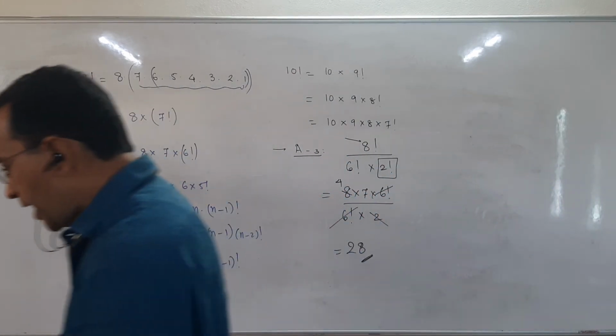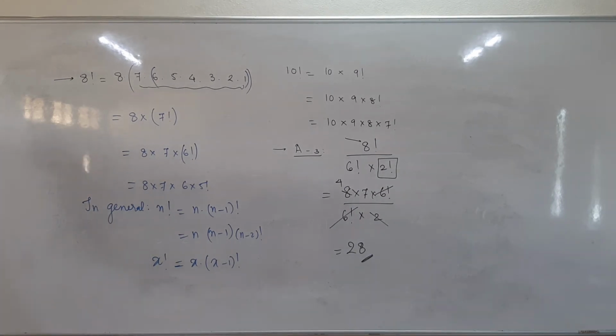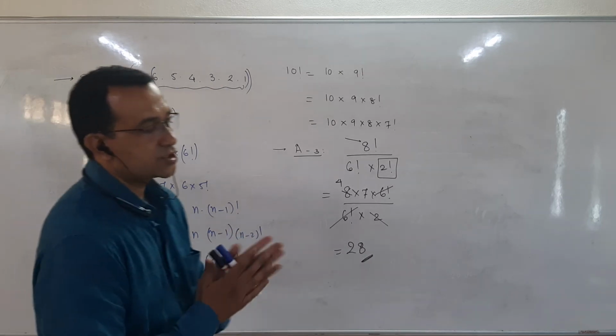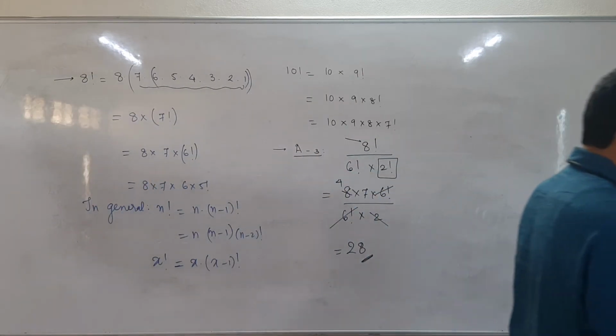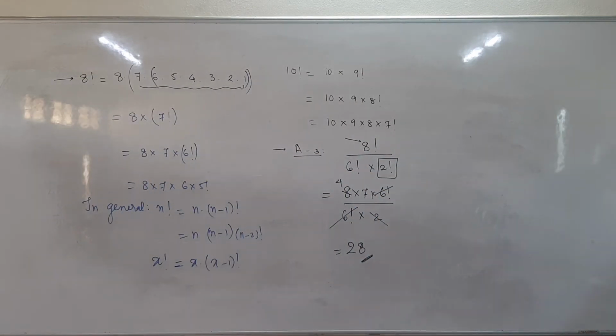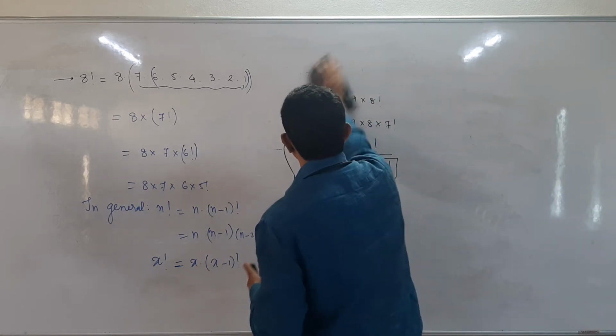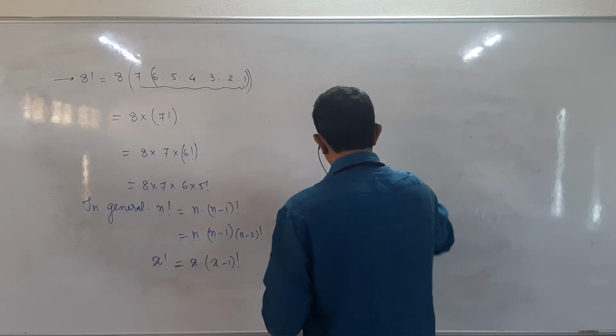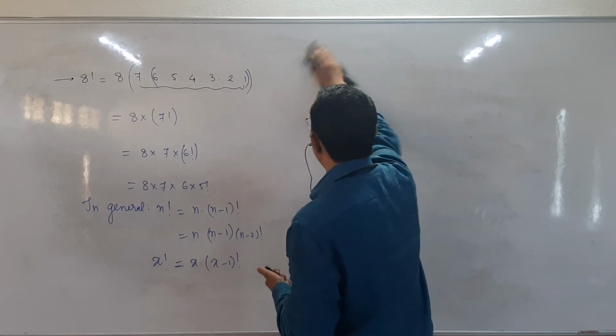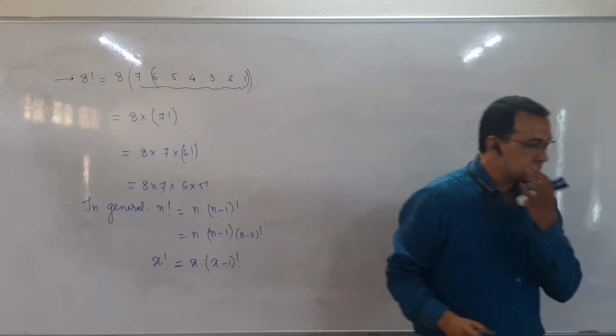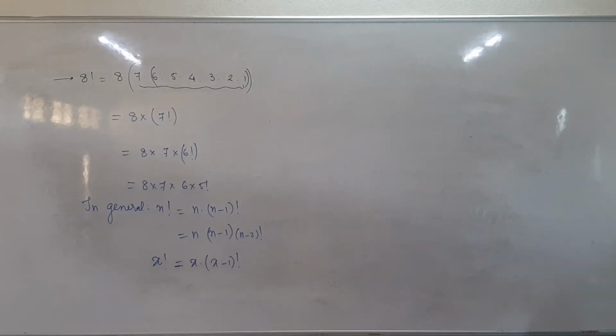So, whenever we have factorial terms in division, the logic or the concept of simplification works like this. Always reduce the greater factorial terms up to the smaller factorial terms and get them cancelled. The logic goes like this, students.